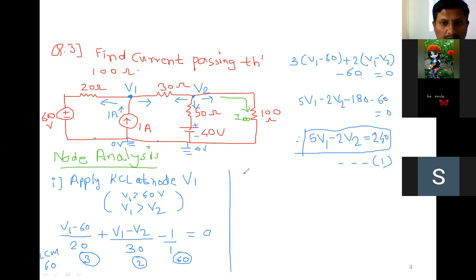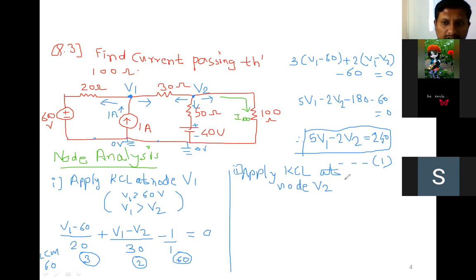Now apply the second Roman, you can use the second. Apply KCL at node V2.